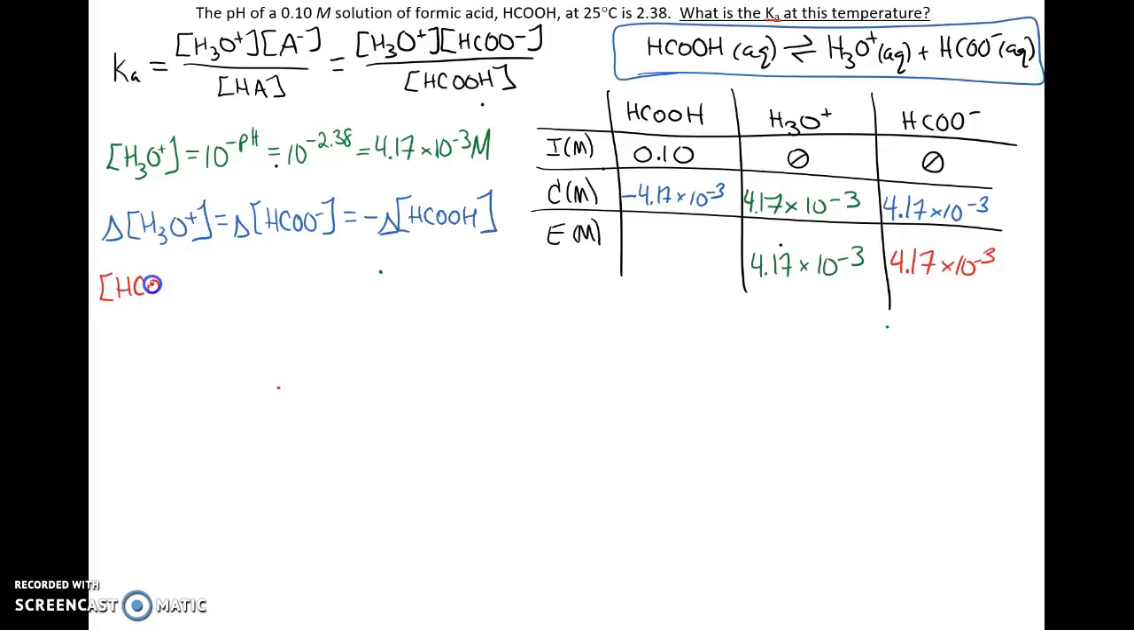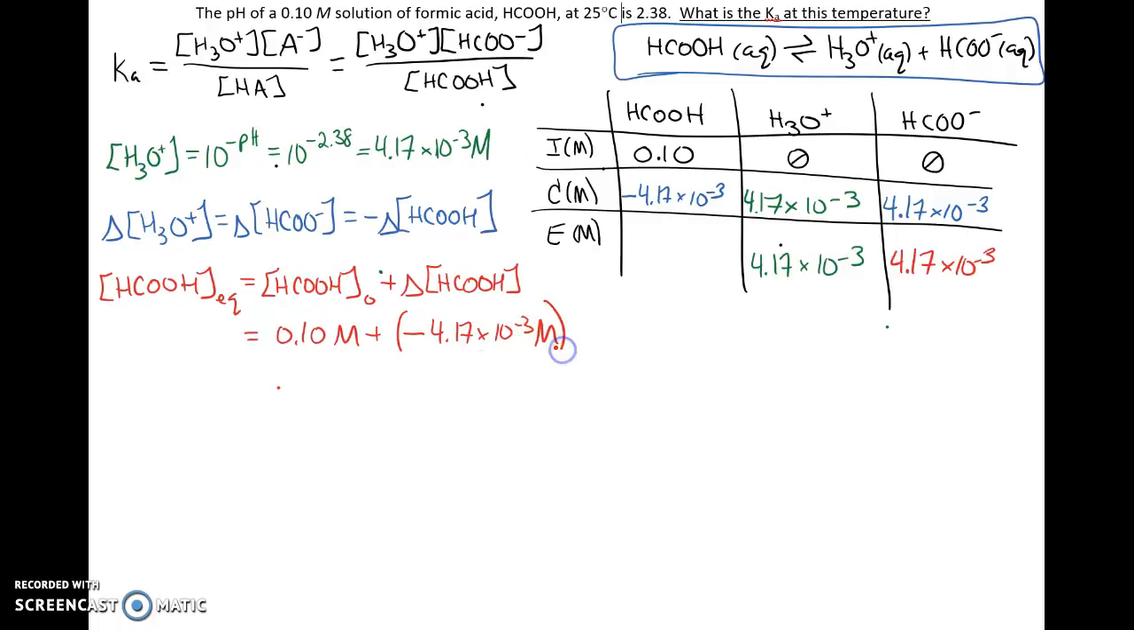We can say that formic acid concentration at equilibrium is equal to the initial formic acid concentration plus the change in formic acid concentration. We can put some numbers in here. 0.10 moles per liter is the initial formic acid concentration, and the change in formic acid concentration is negative 4.17 times 10 to the minus 3 moles per liter. 0.1 minus 4.17 times 10 to the minus 3 is 0.0958.